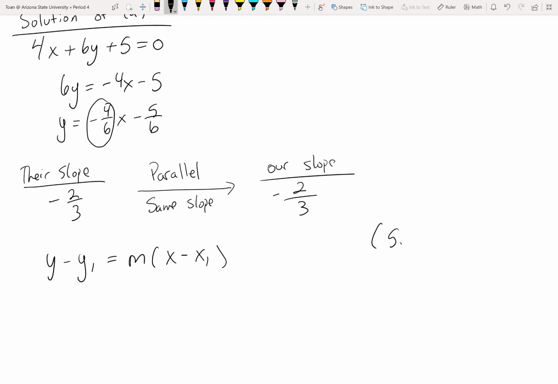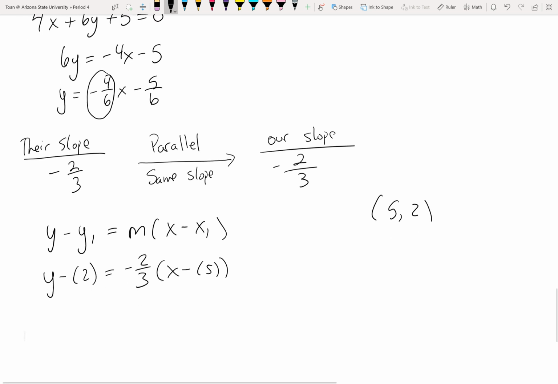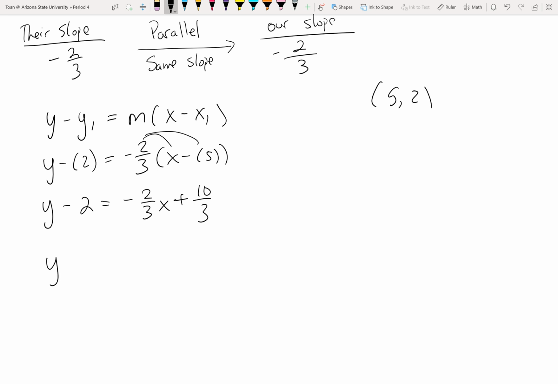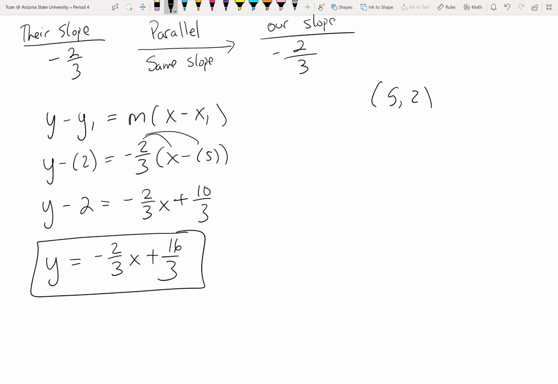I think the point was (5, 2). So it was y minus 2 equals negative 2/3 times (x minus 5). Distribute the slope: y minus 2 equals negative 2/3 x. Negative times a negative is a positive, and 2/3 times 5 is 10/3. And then finally add 2 to both sides. You get y equals negative 2/3 x plus 16/3. That is the equation of that line.